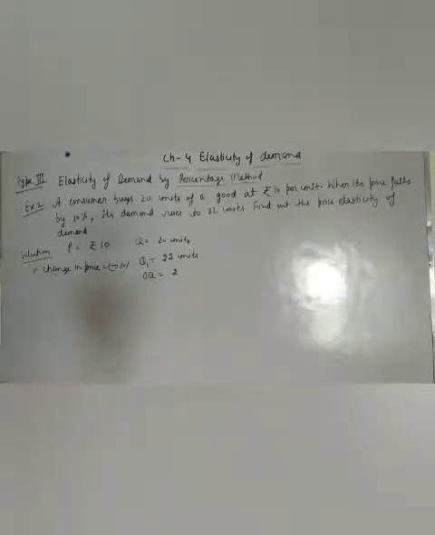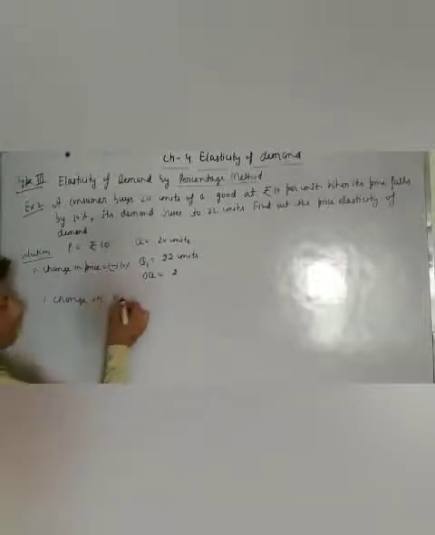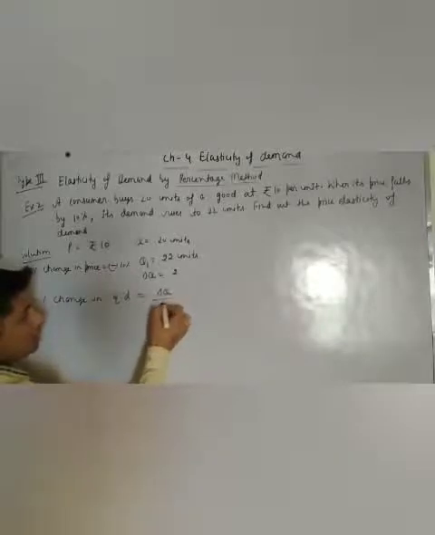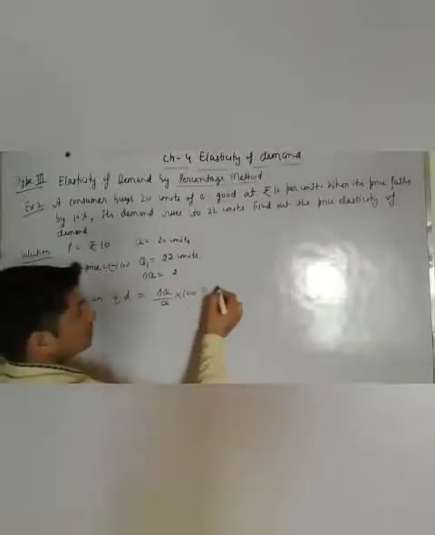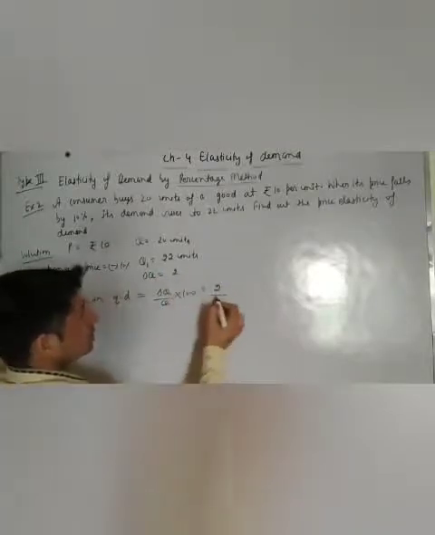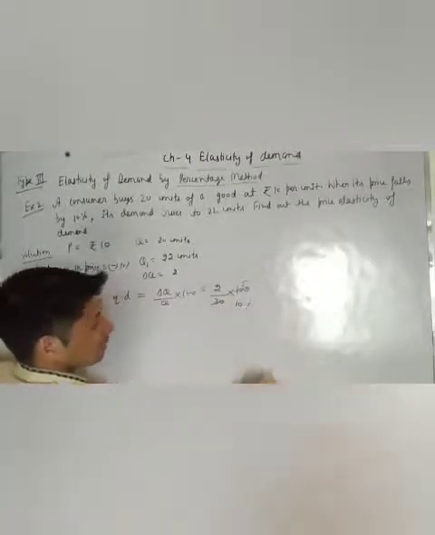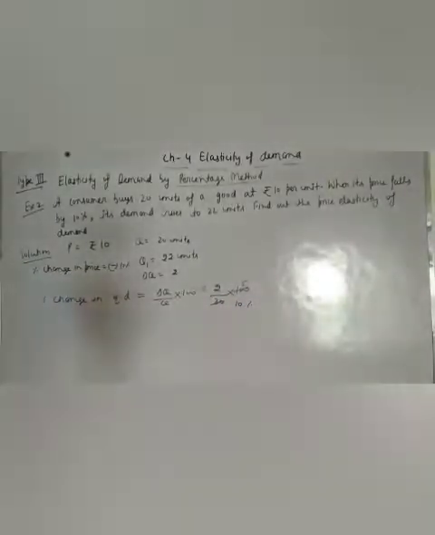Now percentage change in price is given, but first of all we have to find percentage change in quantity demanded. What is the formula of percentage change in quantity demanded? Delta Q divided by Q into 100. Delta Q means 2, Q means 20, into 100. This will become 10%. So I hope it is clear.